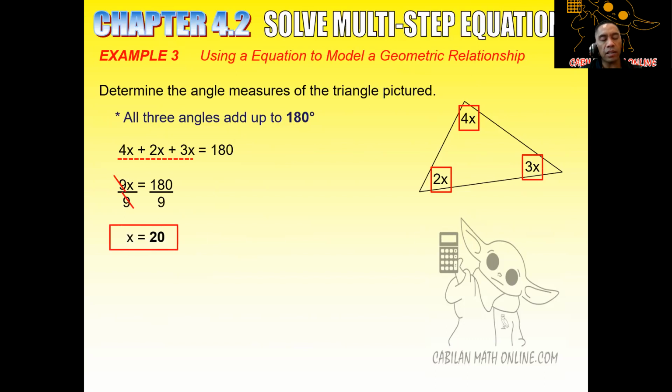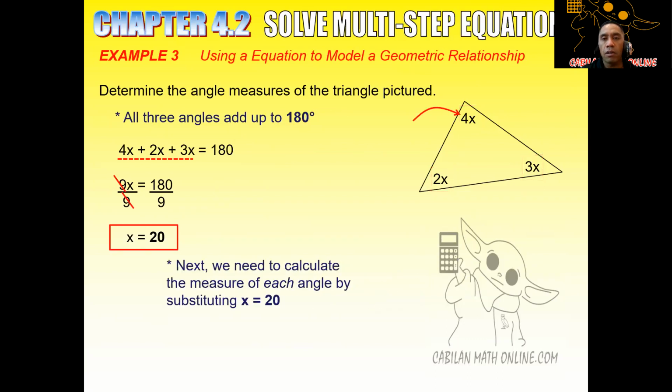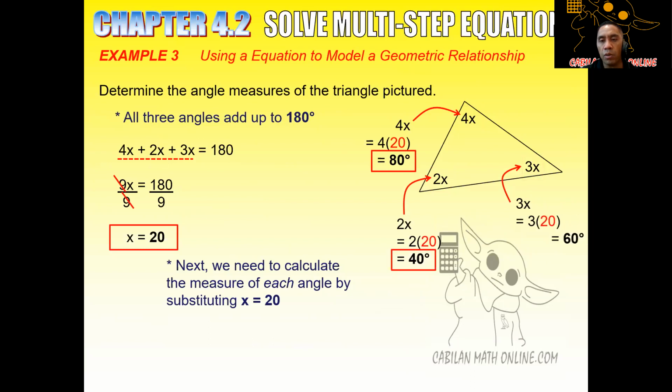Now, we have not completely answered this question yet, because for the final part, we need to substitute the x for each angle to solve for the actual measures of the angles. For the first one, we take the 4 and multiply it by 20. That gives me 80 degrees. This 2 over here, we go 2 times 20, which gives me 40. And last but not least, we take this 3 and multiply it by 20, which gives me 60.